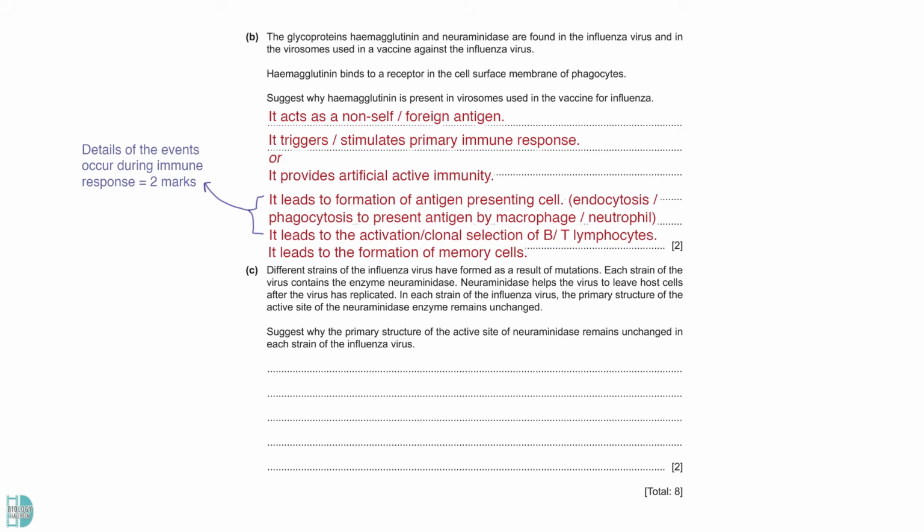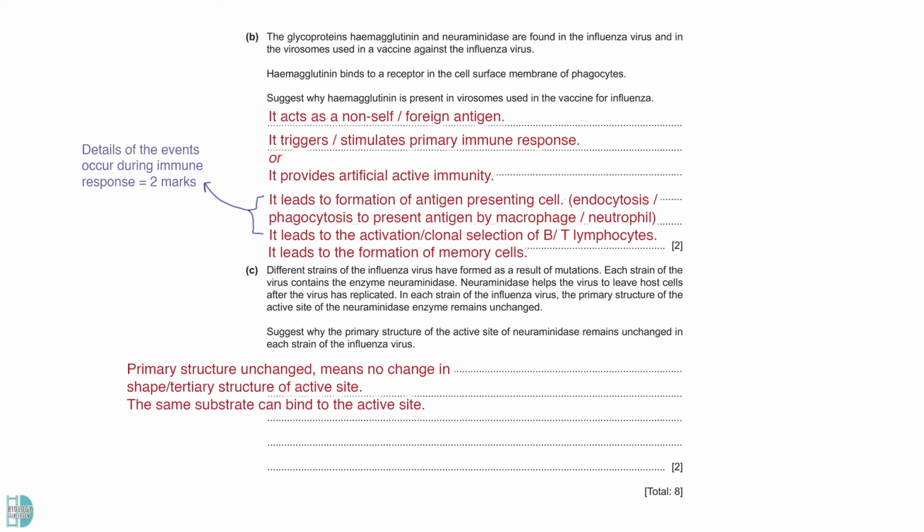C talks about different strains of influenza. You have to suggest why the primary structure of the active site of neuraminidase remains unchanged in each strain of the influenza virus. There are 2 ways to answer this question. The first one is to explain in terms of enzyme structure. The 3D shape of an enzyme's active site determines its function. So, if there's no change in the shape of the active site, then the enzyme can bind to the same substrate. So the function doesn't change.